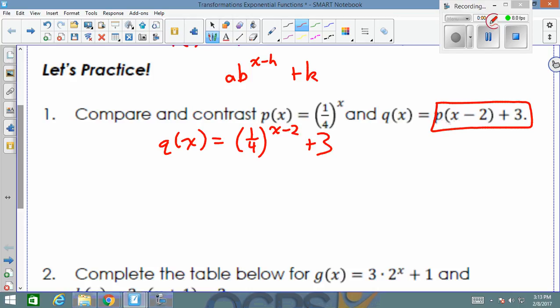So we know that this is going to shift right 2 units, from that -2. Remember that h is opposite of what you're used to. It's also going to shift up 3 units. Right 2 units, up 3 units.